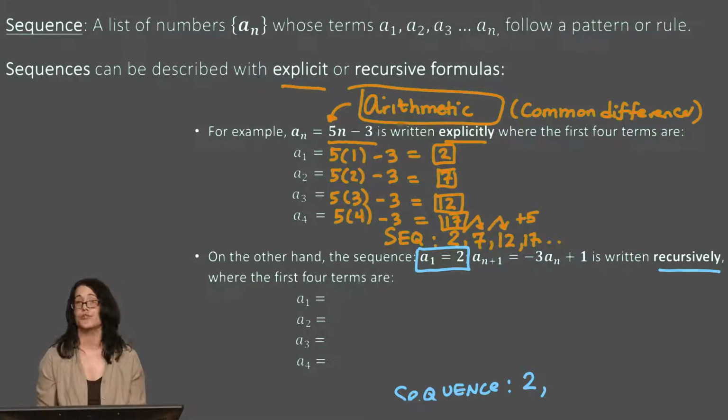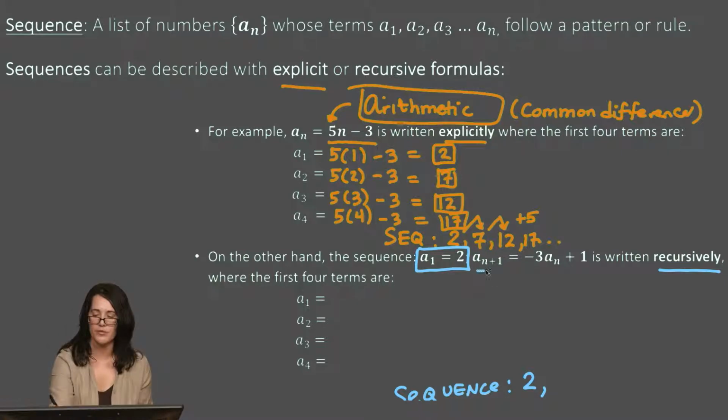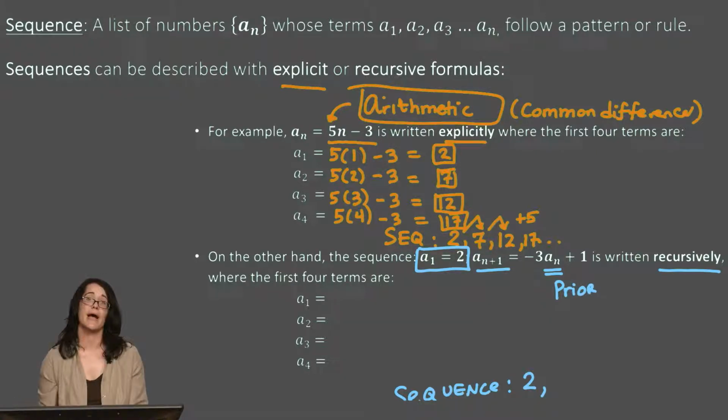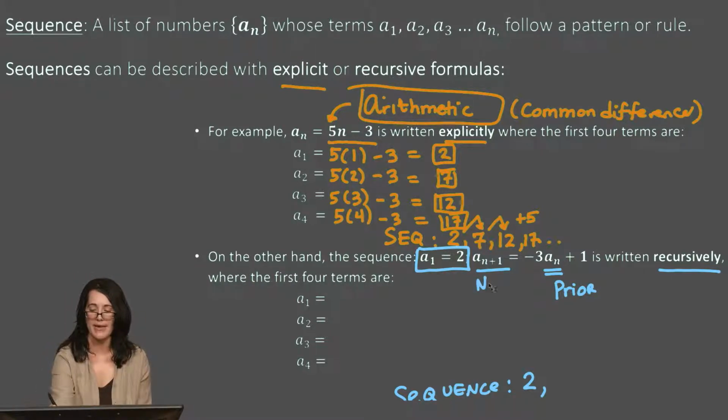But then what they're going to do is give you a relationship between two consecutive terms. This is the part where students get a little confused. So here we go. What they're trying to do is tell you what to do to your prior term. So they're trying to say, take your prior term, which is right here, A sub n, multiply it by negative 3 in this case, and then add 1 to it. That will give you your next term.